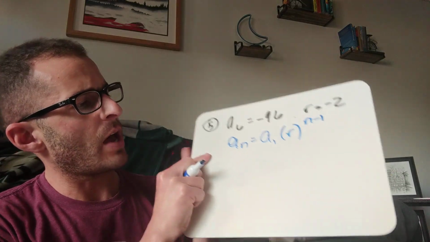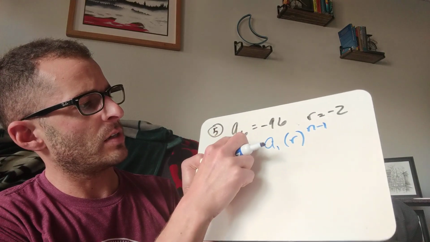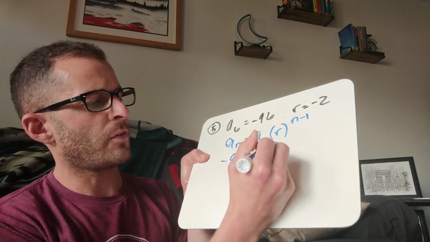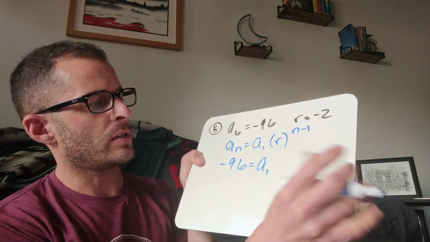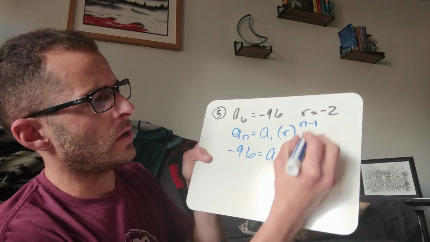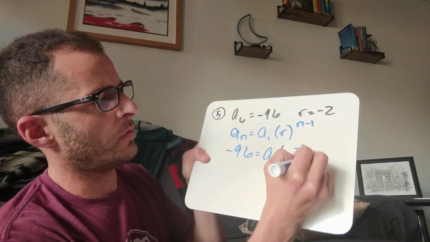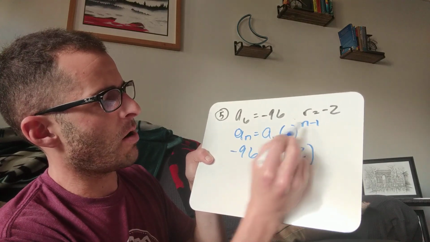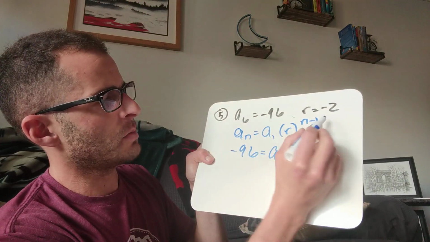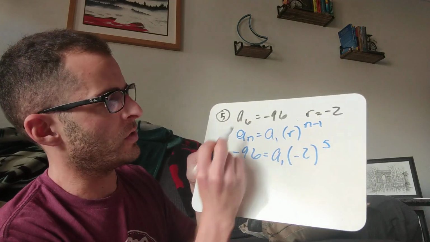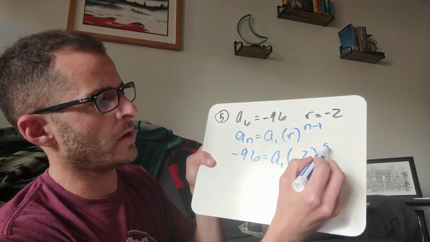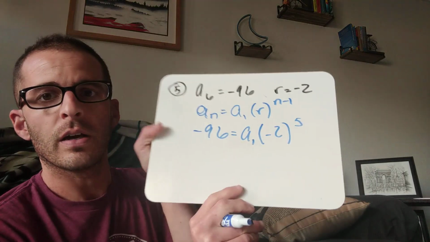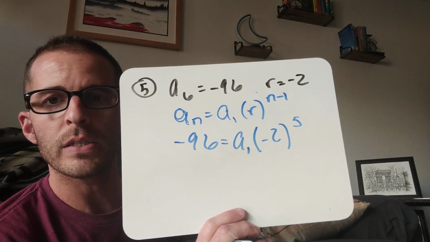So I know that a sub 6 is negative 96. I definitely don't know what a sub 1 is. I do know that my common ratio is negative 2, and I know that this is the sixth term, so the term I'm on is 6. 6 minus 1 is 5. Okay, do you see that? This is 6, so 6 minus 1 is 5 up here, because the sixth term is negative 96. I'm going to make sure I hold this up so you have some time to process it.